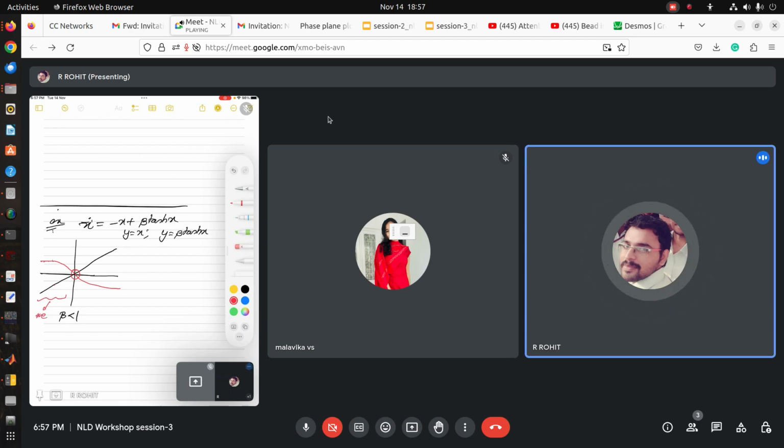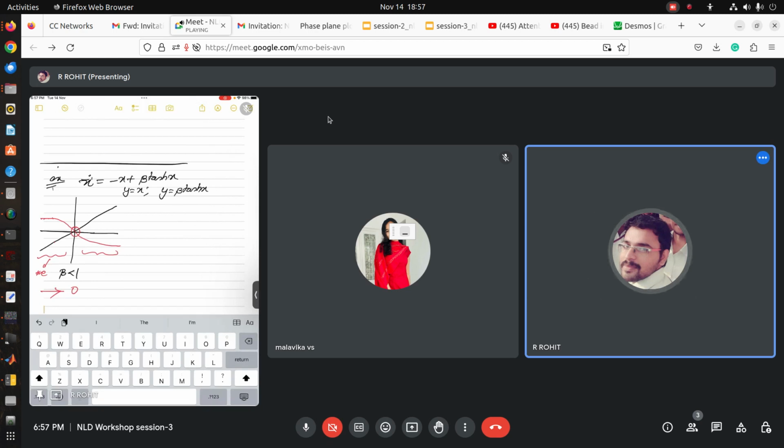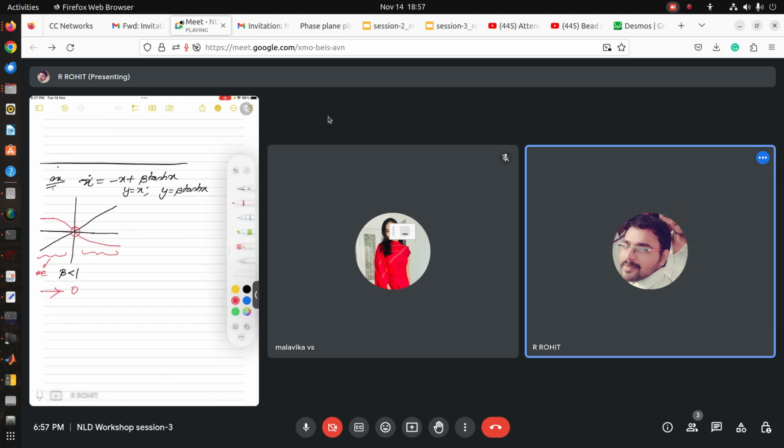So it will go in the right direction. Now in this right side region, if you observe, y equal to x is greater than y equal to beta tanh of x. So that means your entire value is negative, so it will go in the left direction. So that means this point is a stable fixed point.